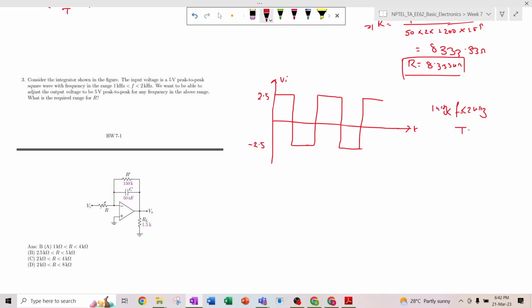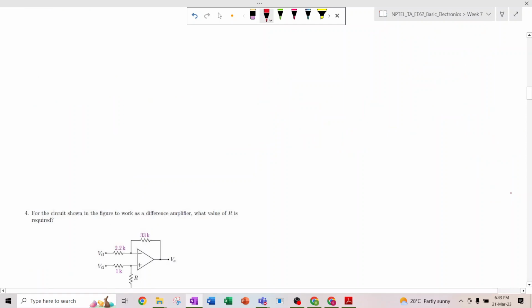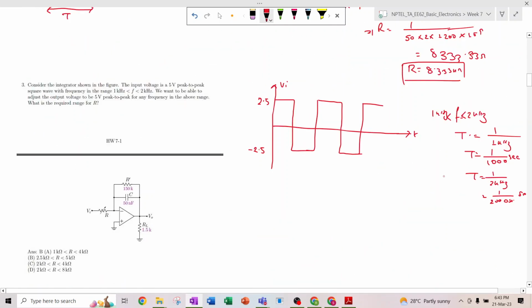That means the time period for one case is 1 divided by 1 kilohertz, that is 1 divided by 1000 second, and for the other case, 2 kilohertz, it is 1 divided by 2000 second. So the time period should range from 1 divided by 2000 second to 1 divided by 1000 second.